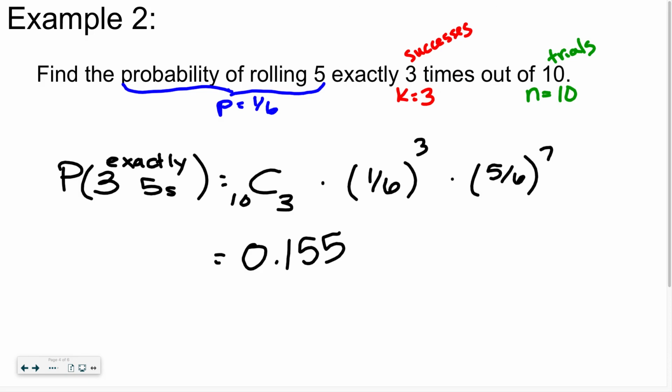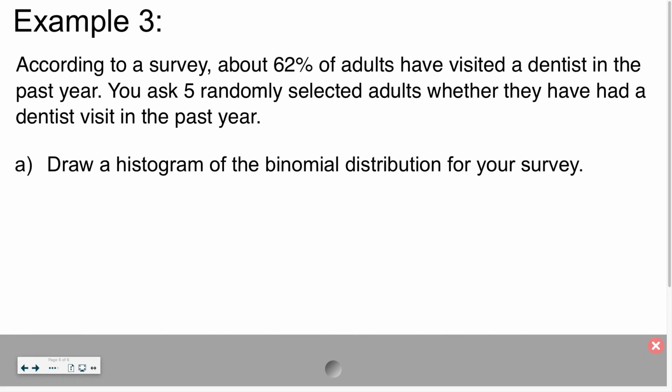Okay, last example. This is probably more common, like what you're going to do the binomial distribution for. If you're taking a stats class, this is very common. According to a survey, about 62% of adults have visited the dentist in the past year. You ask 5 randomly selected adults whether they have visited a dentist.